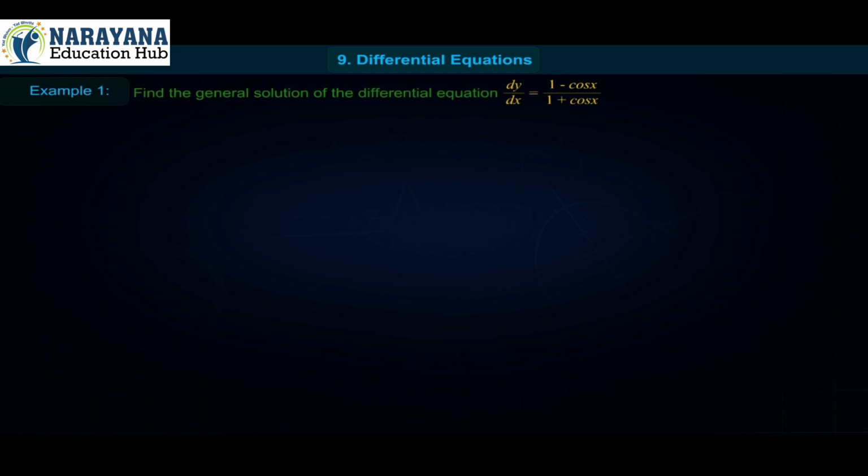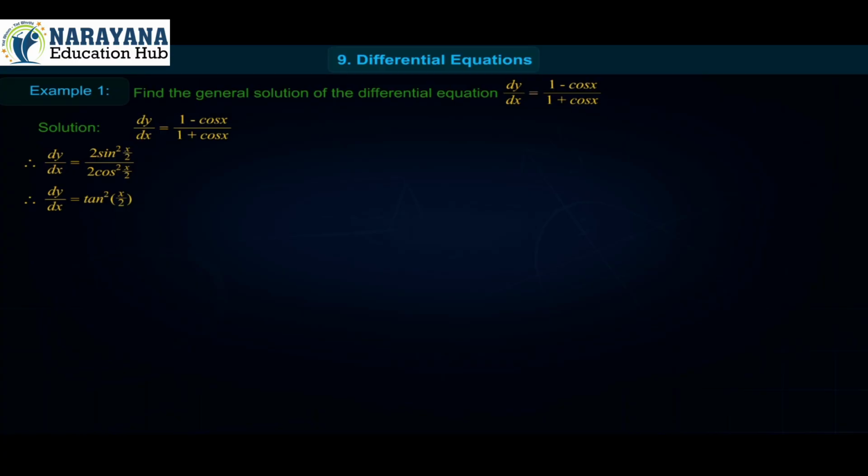Example 1. Find the general solution of the differential equation dy by dx is equal to (1 minus cos x) upon (1 plus cos x). Solution: dy by dx is equal to (1 minus cos x) upon (1 plus cos x). Therefore, dy by dx is equal to 2 sin square x by 2 upon 2 cos square x by 2.